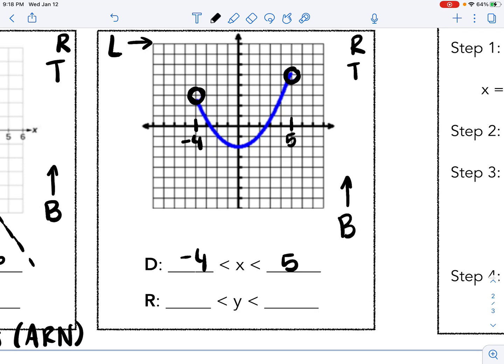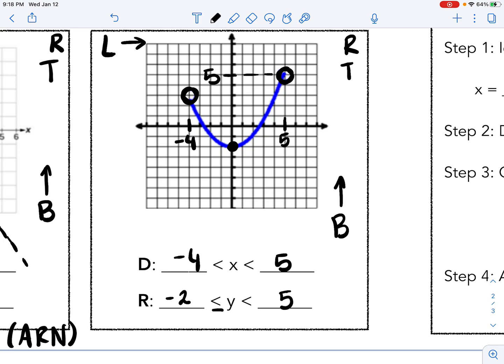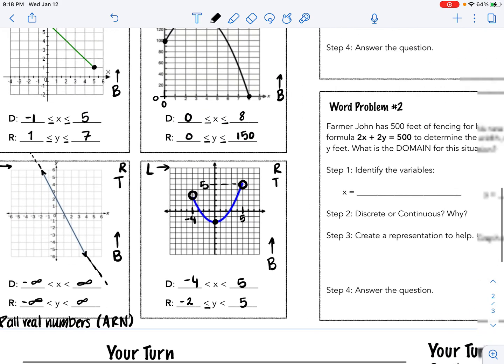For my range, we're going to start from the bottom, and the bottom point is down here, again at the vertex of your parabola. The y value is -2. Since there is no circle here, I had to draw it on. That means it is closed. Okay, going all the way to the top would be this point up here, and the y value here is at 5. So this is going all the way up to 5. And this one is open, so I'm going to leave the inequality the way it is.